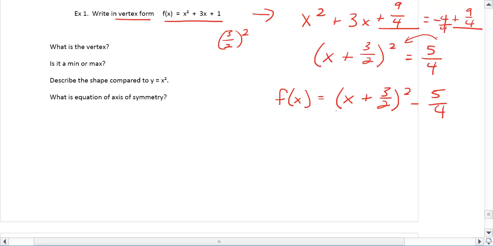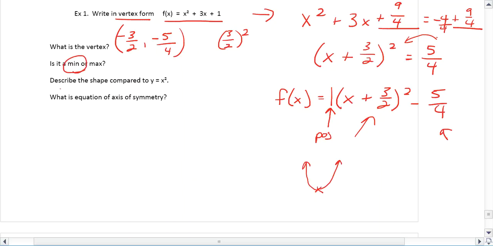What is the vertex? Well, we just pull it out of here and here. Remember, it's the opposite of this, so it would be a -3 halves, and we just keep the constant the same. Is this a min or a max? Well, to do that, we look at what is happening right here. The letter A, in this case, that number is 1, and this 1 is positive. And if that leading coefficient is positive, the parabola opens upward. Therefore, this vertex would be a minimum.